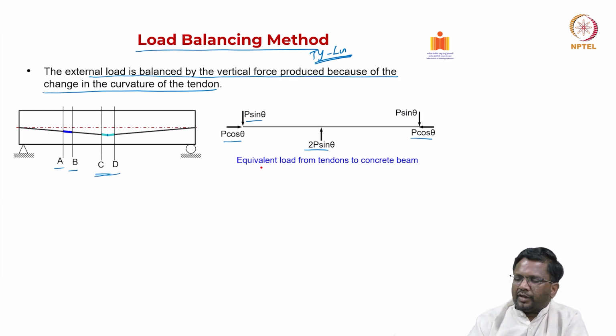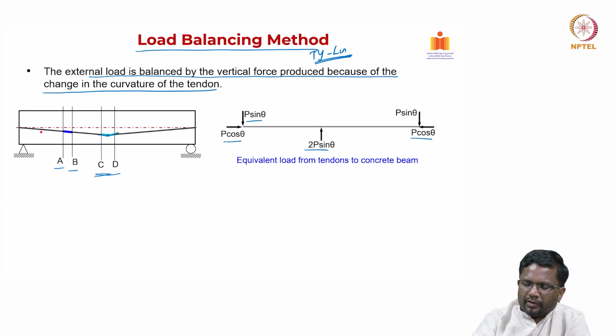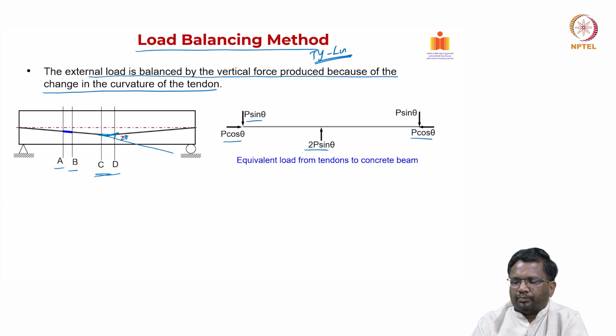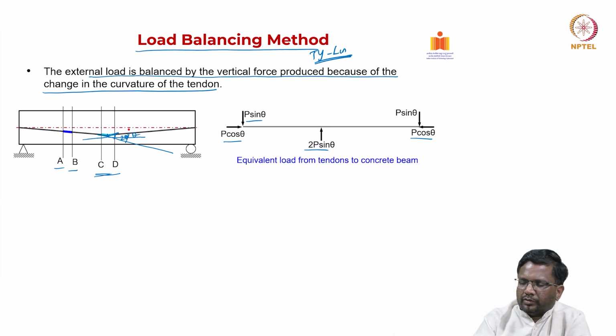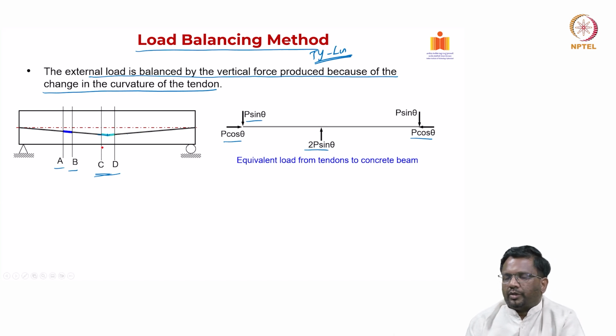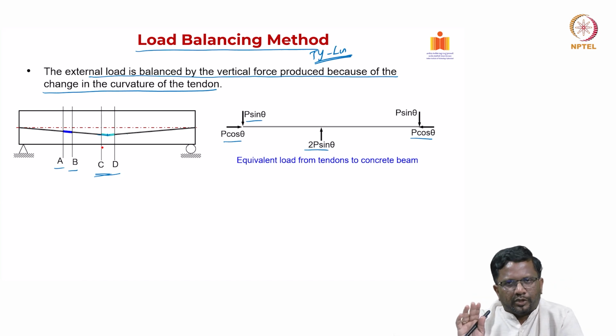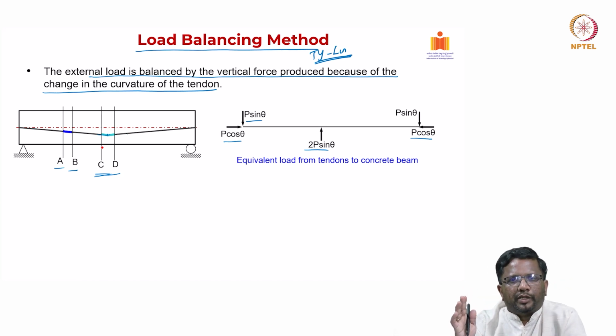So, this is the net. This 2P sin theta will come when the cable is changing the angle. Here it is linear, but there is no slope change. But here, if you look at it, there is a slope change of 2 theta. So, this is theta and this is theta. The net slope change is going to be 2 theta, right. So, that is the slope change. The vertical force is going to be the slope change multiplied by the P.